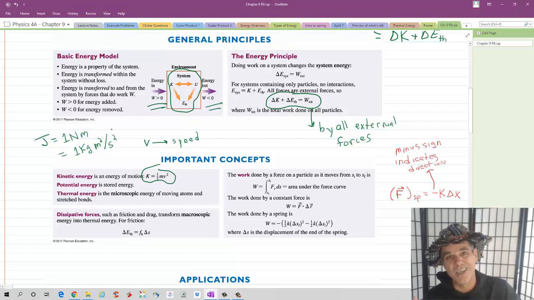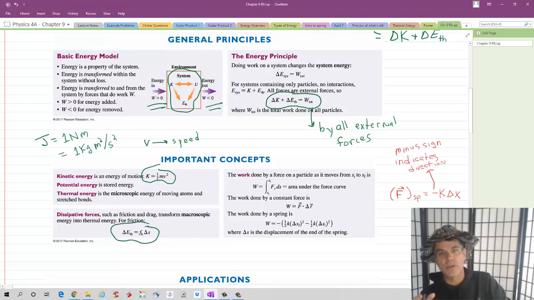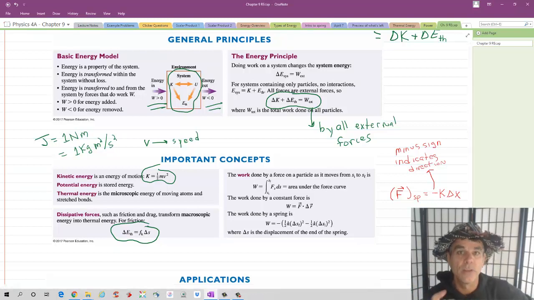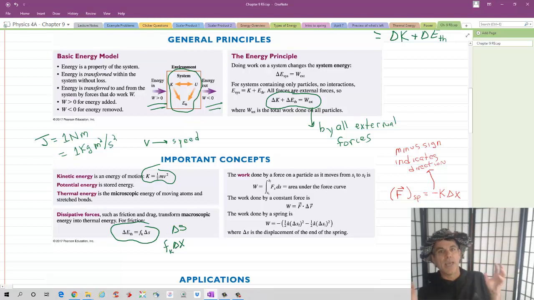Thermal energy is generated anytime there is friction, and the equation for thermal energy only tells us how much thermal energy is increasing. So the change in thermal energy equals the force of kinetic friction times the displacement over which it's acting. Keep in mind, your book is using S just as a generic variable. It could be X, it could be Y, it could be Z. I'm generally looking at stuff in the X direction. So our force of kinetic friction times delta X would give us how much thermal energy is increasing.